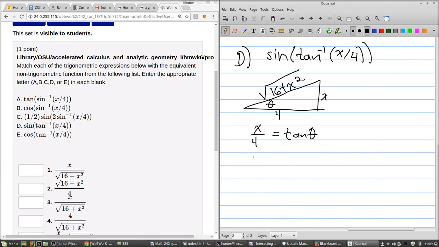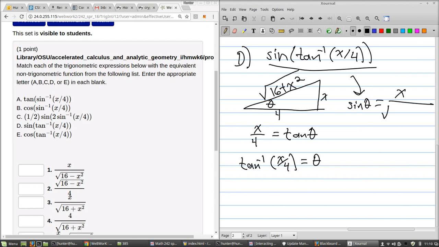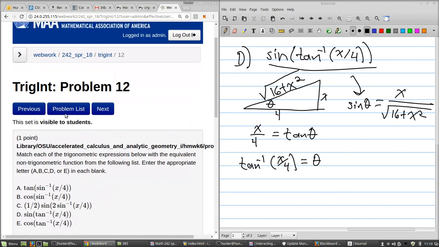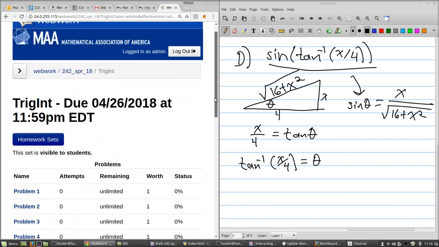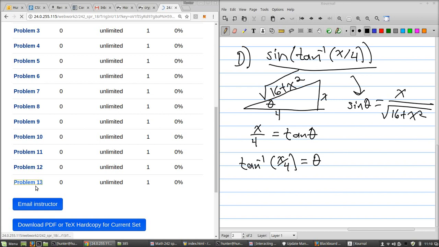So notice that tan inverse of x over 4, because of this equation, is just equal to theta. So the original question is just the same thing as sine theta. And we can just read off sine theta here. It's opposite over hypotenuse, so x over the square root of 16 plus x squared. And if we look in the list, it shows up as number 3. So all of these problems work like that, and you can do the rest. So I think there were only 12 problems, right? 13 problems. Let's see about this one.